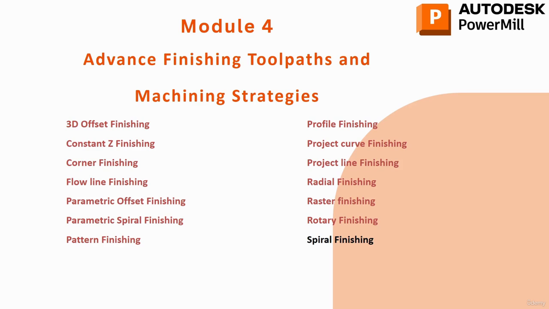So we have already started module number 4, which is all about the advanced finishing toolpaths and machining strategies. We have discussed all the finishing strategies, and we have one left, which is called the spiral finishing toolpath. So let's get started with the spiral finishing toolpath and see what parameters to set for it.